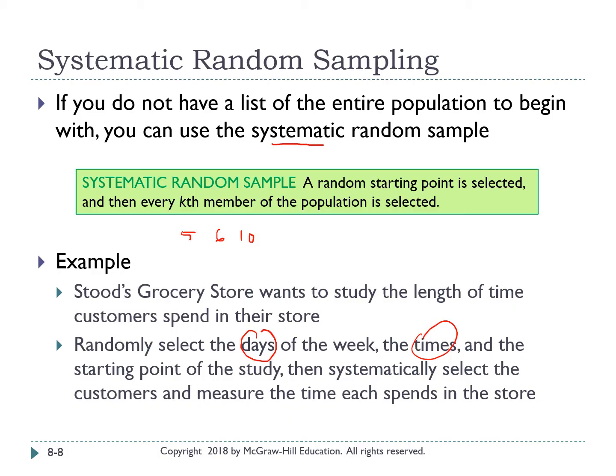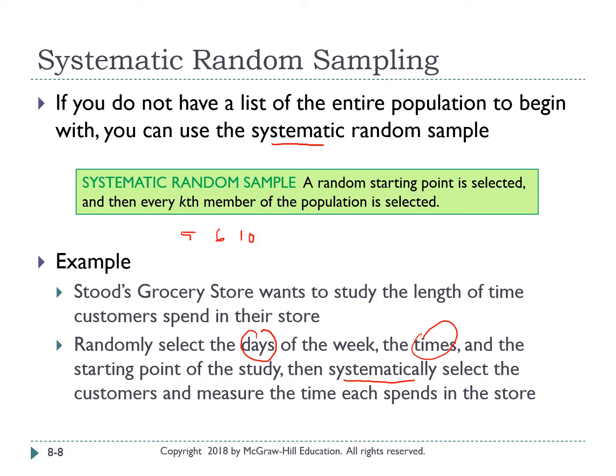After selecting your starting point randomly, then systematically you can select the customers. For instance, we are talking about the day. Every Monday we will select our sample. And how do we do it systematically? It means that every 10th customer will become our sample. Or perhaps we are talking about the time. So 8 a.m. is our sampling time. Then, to make it systematic, what will we do? Every 5th customer will become our sample.